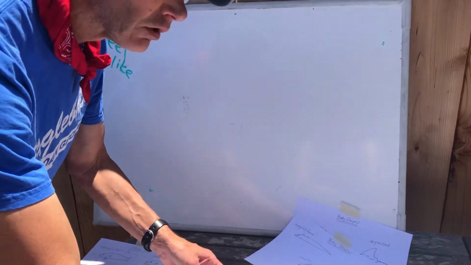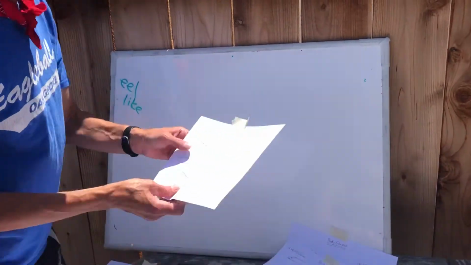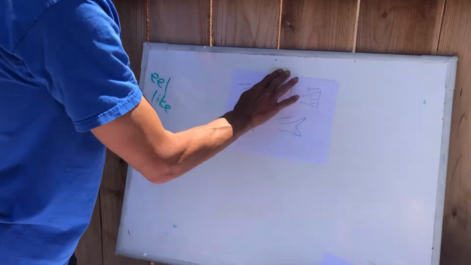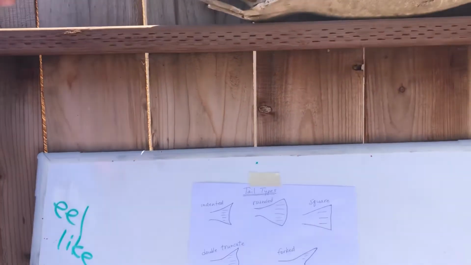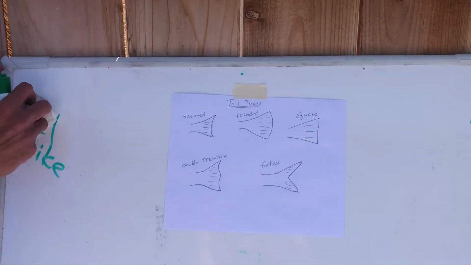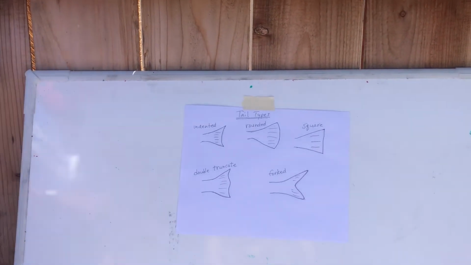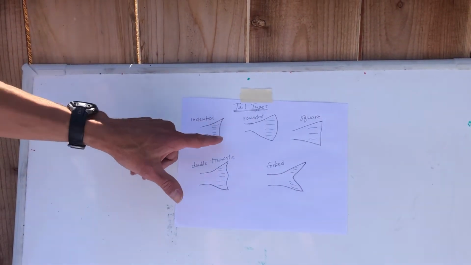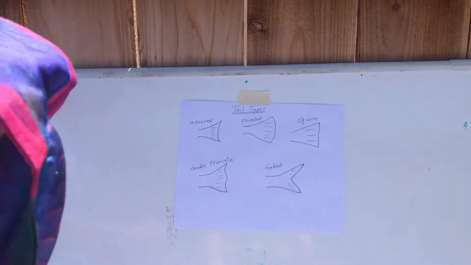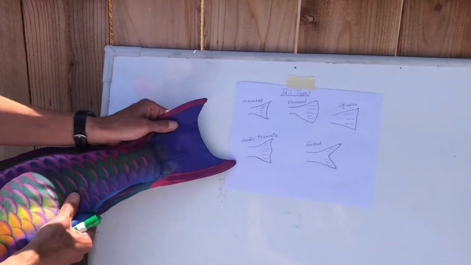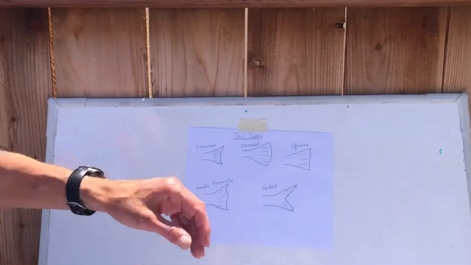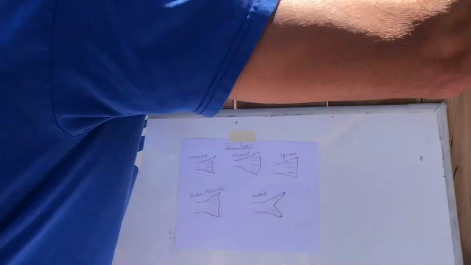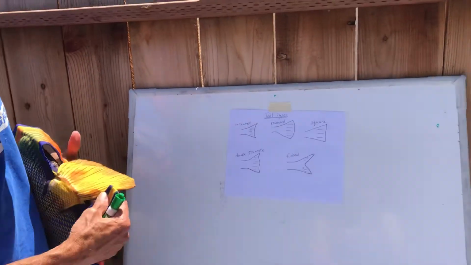Okay, then we'll go over the tail types. So there are 5 tail types that I've identified. There may be more, but we're just going to go with these 5. There is indented, which is like this one. Rounded. Is this one rounded? Yeah, I would say this is rounded.